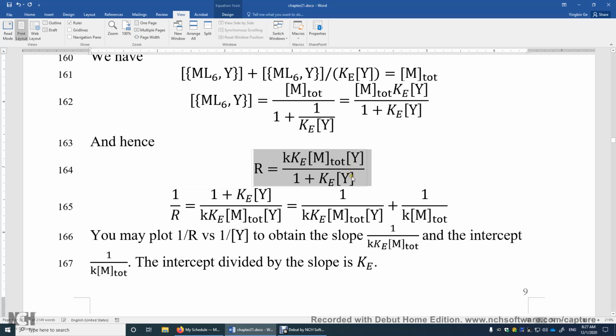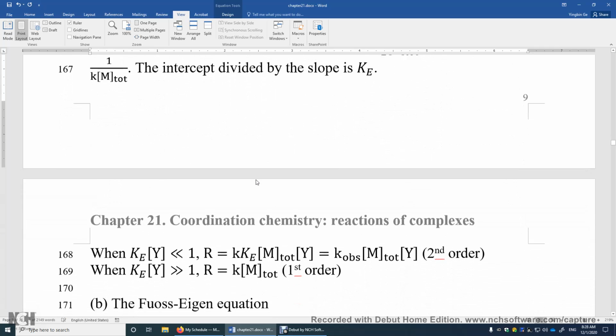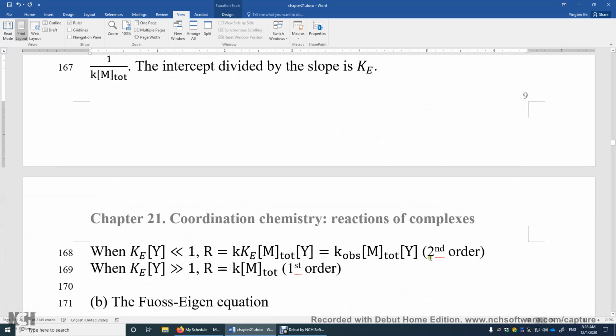So again, really it depends on the concentration of Y. When the concentration of Y is large, first order. It does not depend on the concentration of Y. It's pseudo first order. When the concentration of Y is very small, okay, it's pseudo second order. R is proportional to the concentration of Y. It's also proportional to the concentration of the metal. This is summarized here. It can be second order. It can be first order.